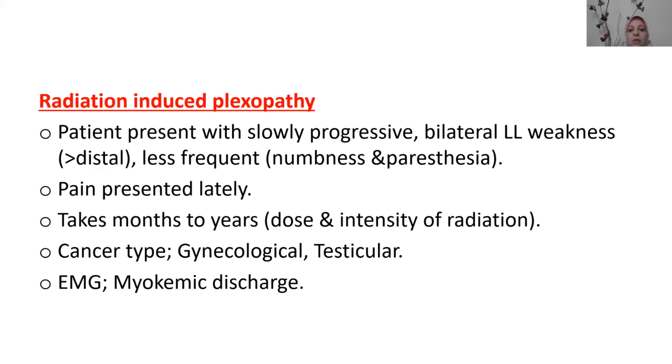Radiation-induced plexopathy: the patient presents with slowly progressive bilateral lower limb weakness affecting the distal part more, with numbness and paresthesia less frequently. Pain presents late. It takes months to years to develop, according to the dose and intensity of the radiation used. It's usually accompanied with gynecological and testicular cancer. The EMG, as our professor mentioned in the previous study, shows myokymic discharges, which are pathognomonic for radiation-induced plexopathy.